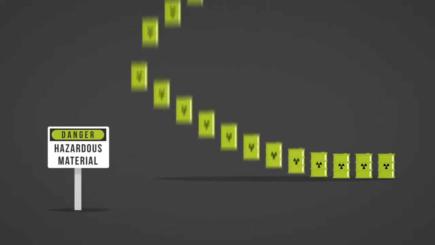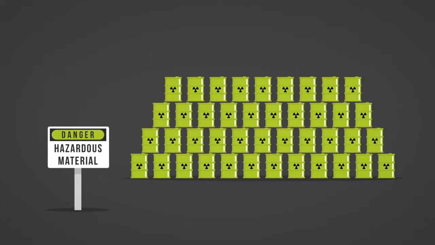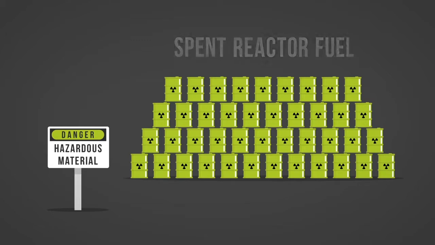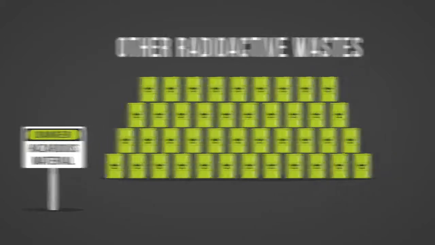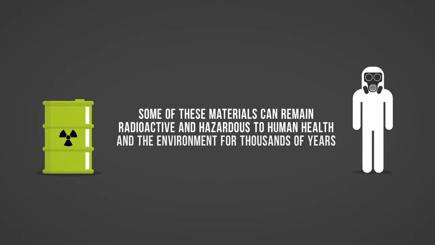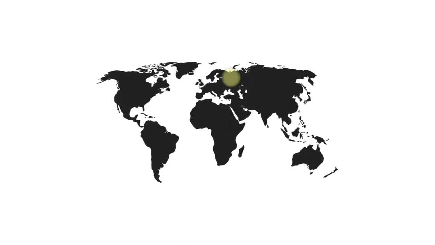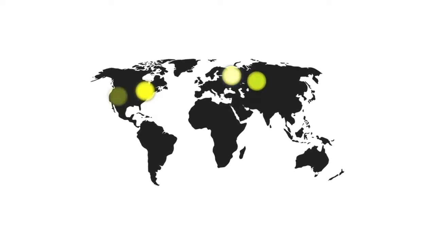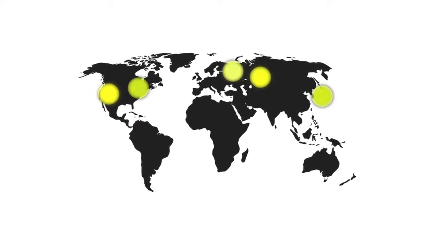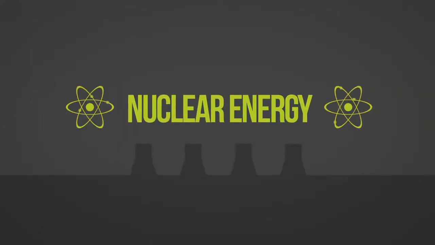The largest concern is the generation of radioactive wastes such as uranium mill tailings, spent reactor fuel, and other radioactive wastes. Some of these materials can remain radioactive and hazardous to human health and the environment for thousands of years. Several nuclear accidents in recent history have negatively impacted the environment and surrounding communities, making nuclear power a controversial topic for the general public. That's nuclear energy.